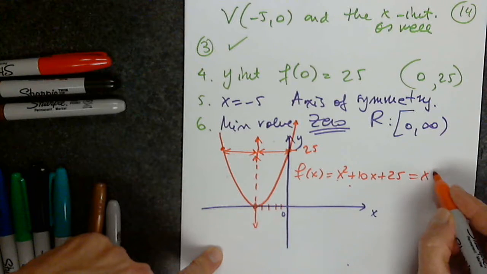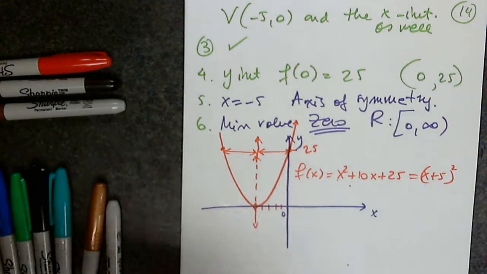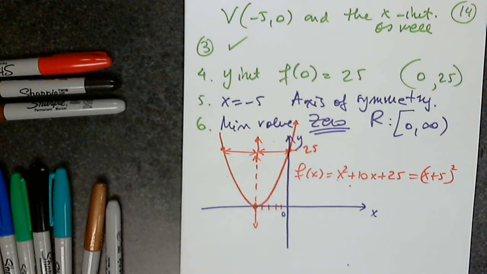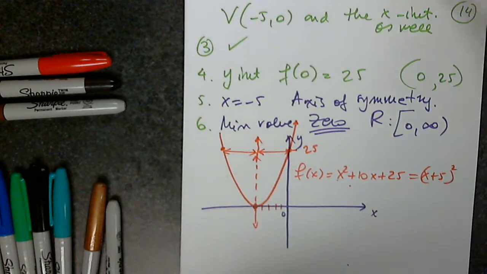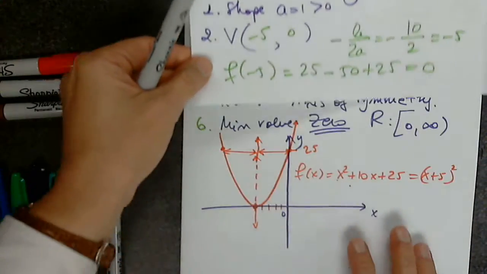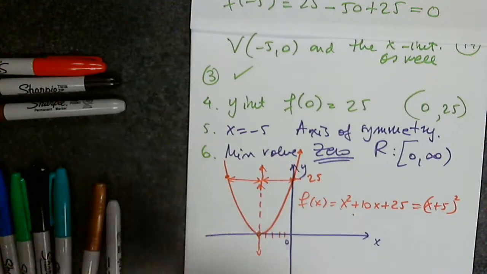Why? Because I know that this is x plus 5 squared. So it's x squared shifted to the left 5. Okay, and the last one, it's this. Any questions on this problem?